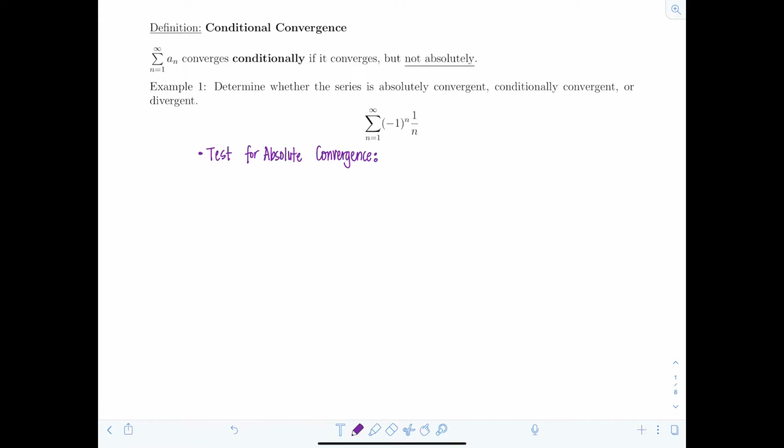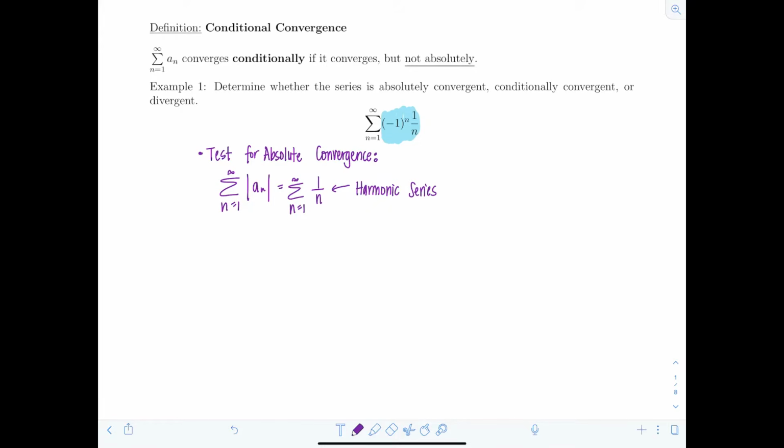So in that case, I'm going to consider the sum, n equals 1 to infinity, of the absolute value of a_n. Now, if I take the absolute value of these terms here, then the alternating portion, negative 1 to the n, will go away, right? It'll all become positive. So I'm just going to be left with 1 over n. Well, I don't even need to apply a test. I already know what's going on here. This is the harmonic series.